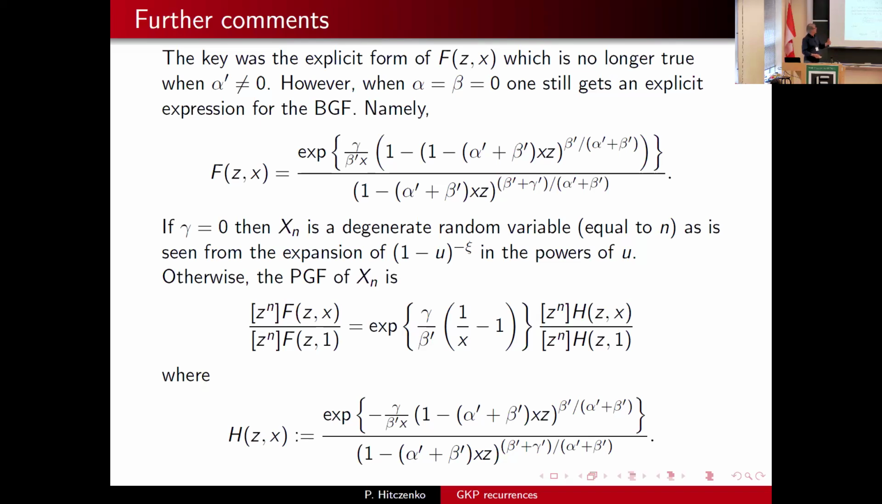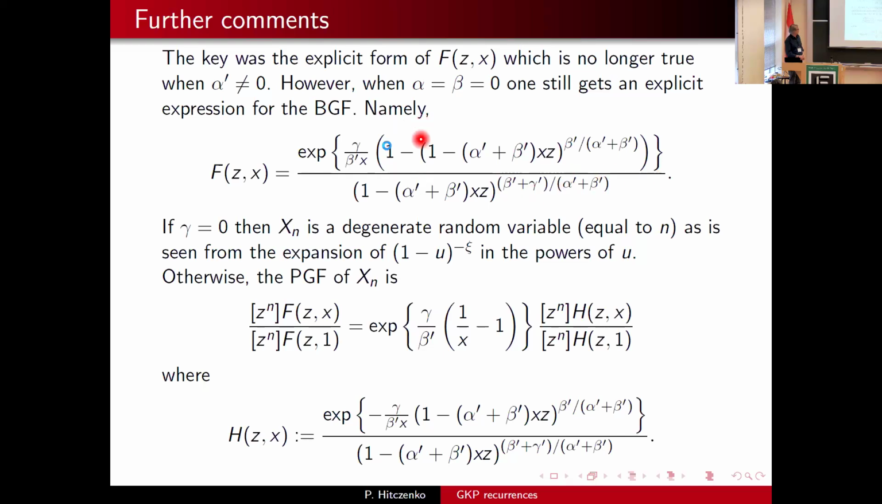I have a few comments. As I said, all of this rests on the fact that you do get an explicit form of a bivariate generating function, which when alpha prime is not equal to 0 generally is not true. There is one exception when alpha prime is not equal to 0 and both alpha and beta are 0. Using Maple, or by the method of characteristics by hand, they still give you an explicit form of the bivariate generating function.